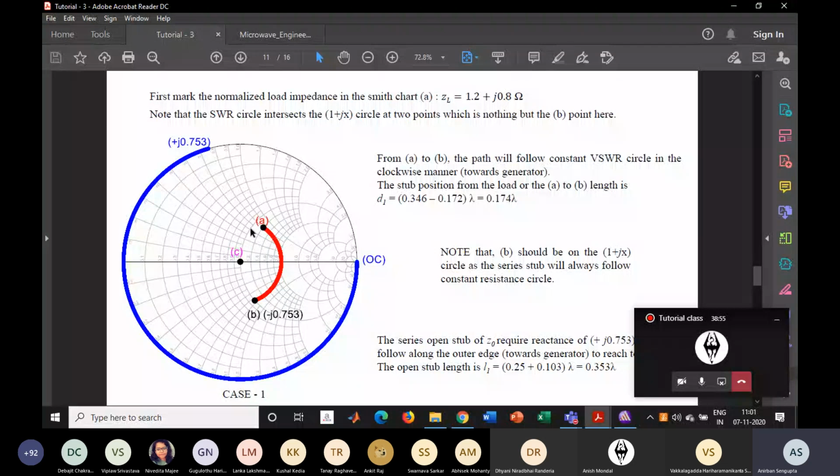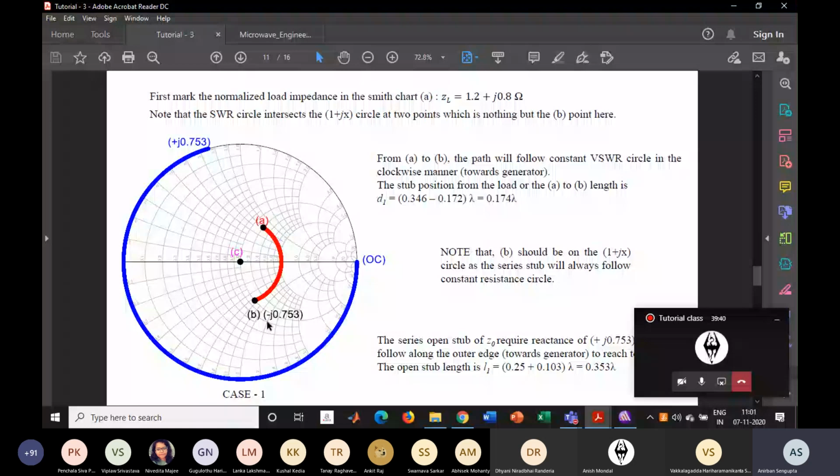So now what you have to do, you take the intersection point here and connect one line from the center to here, extending to this point at the outer side of the Smith chart. From this point you can find the reactance part of this point. So that will come out as minus j 0.753. It is around here.